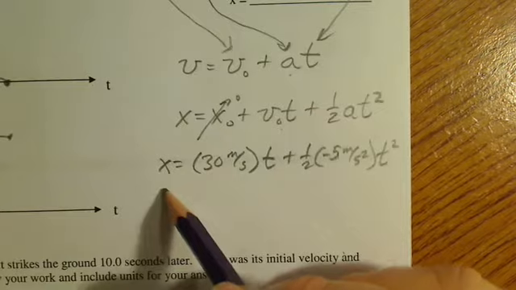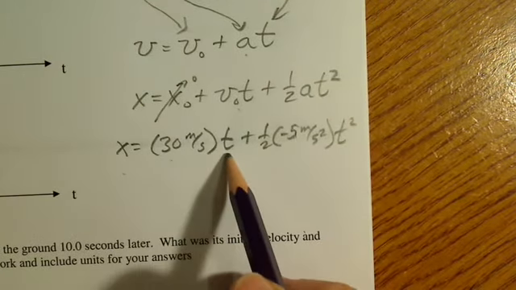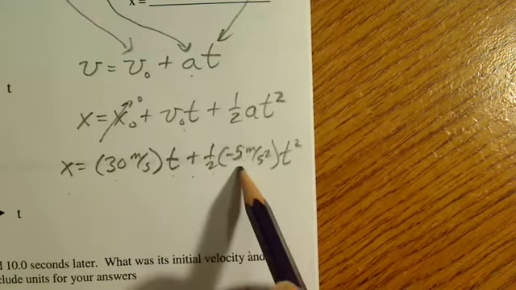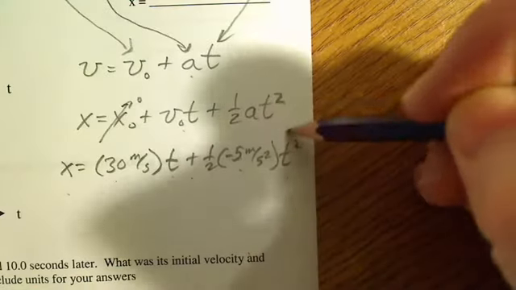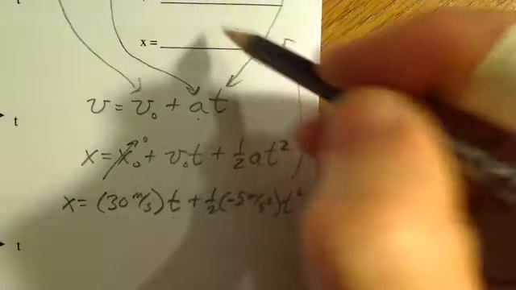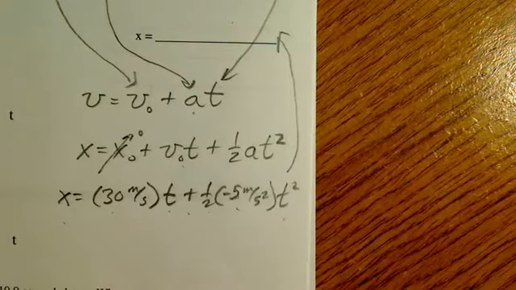To find the x position, use 30 meters per second times 2 seconds plus 1/2, negative 5, 2 seconds squared, and that goes right there. Make sure you put a number with units in both of those spots.